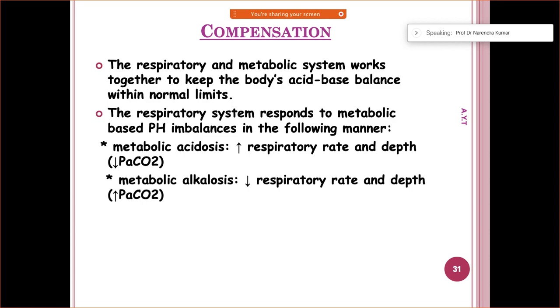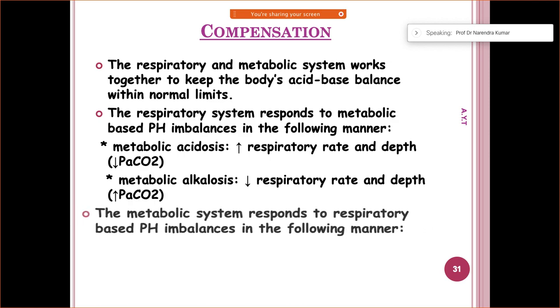Then for metabolic alkalosis, if you remember, the pH is of course going to be alkaline, higher than 7.45, and the bicarbonate levels will be favoring this. So the compensation is going to be opposite of metabolic acidosis, which is decreased respiratory rate and depth, which is going to increase the PaCO2.